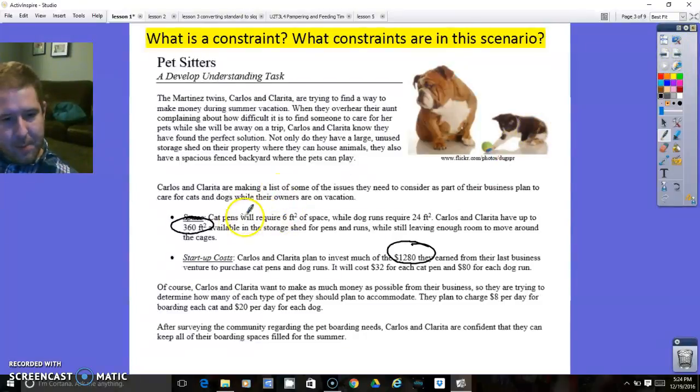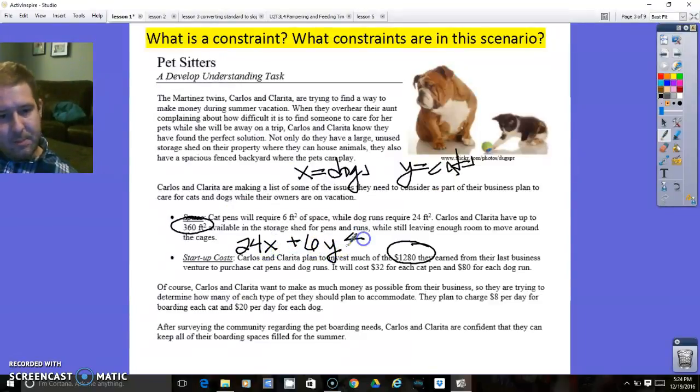So, first thing you need to do is come up with an equation for each. And I would use standard form. Let x equal the amount of dogs and y equal the amount of cats. X equals dogs, y equals cats, and I can set it up. So once I've got my variables labeled, we've got 24 feet per dog plus 6 feet per cat, has to be less than or equal to the 360. They can use up all their space, they can use less space, they just can't use more than what they have. For startup costs, it's going to cost $80 per dog plus $32 per cat, and that has to be less than or equal to $1,280.